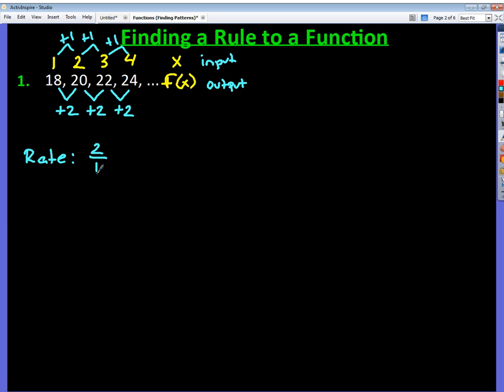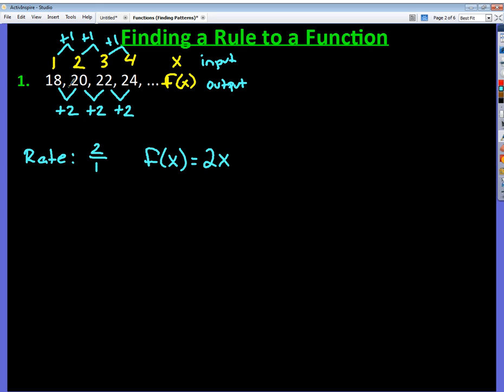What that tells me then is my function is actually going to have a function of x. So f of x is equal to, I know if I'm adding 2 every single time, this is 2 times whatever my input value was. Now, we've done this several ways. What I need to look for right now is how can I figure out if this is the full function? Well, I have ways of testing that.